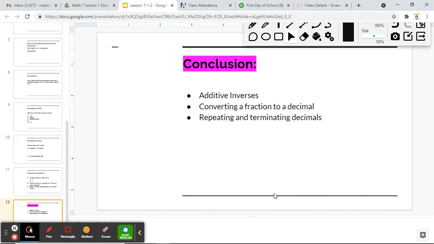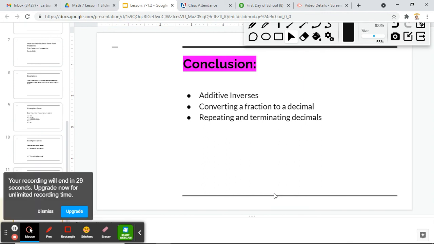Alrighty, here's our conclusion for us here. Today we learned about additive inverses, converting a fraction to a decimal, and repeating and terminating decimals. Don't forget to write your conclusion for this, everybody, and also have those 2 questions ready for class tomorrow.